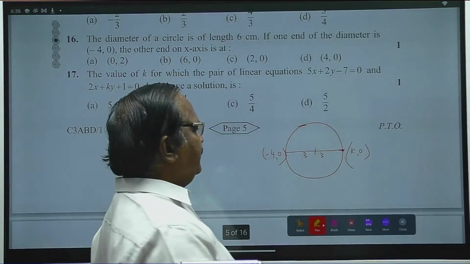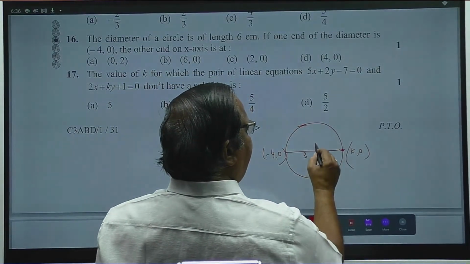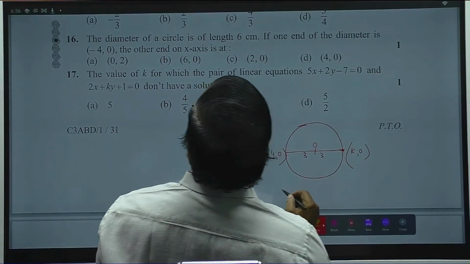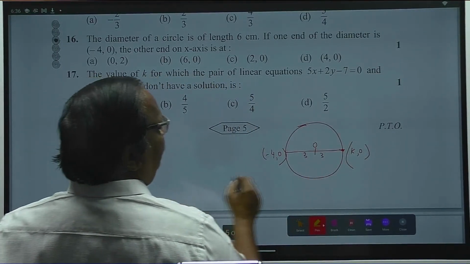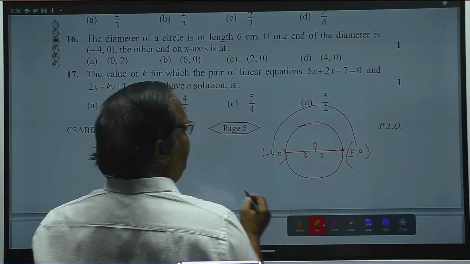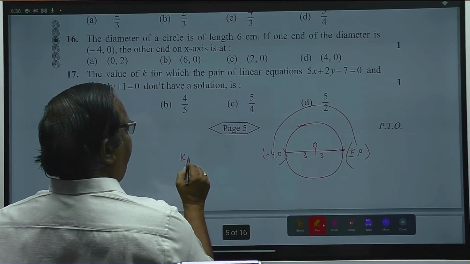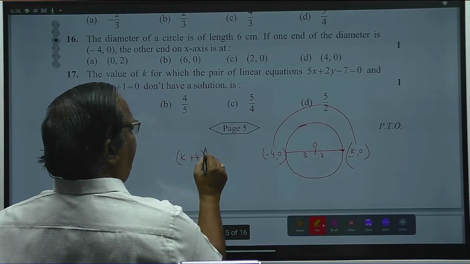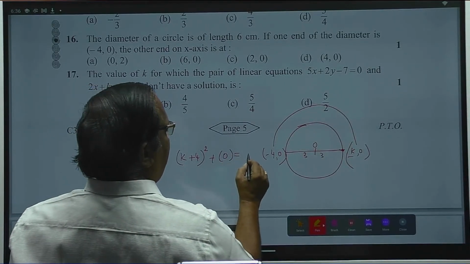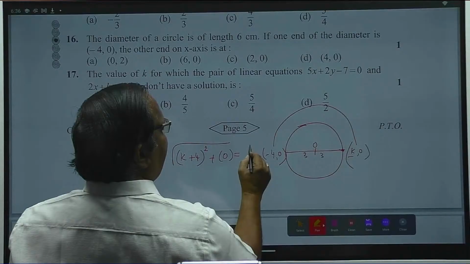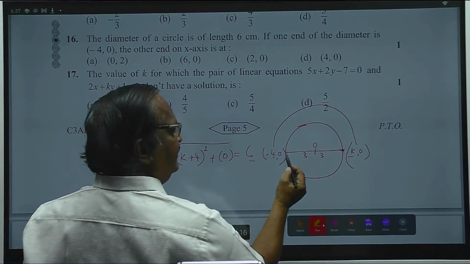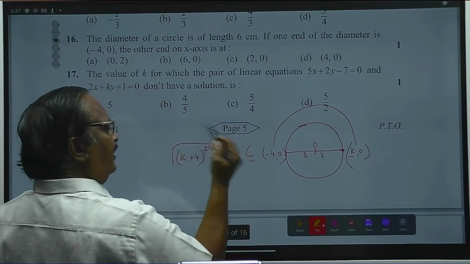Okay. So then midpoint is 0, this one, right? We have to find out this one. So the distance between these two is 7. So k minus 4, that means k plus 4, 0 is equal to under root 6. The diameter is 6. So the distance between these 2 points is also 6 under root.